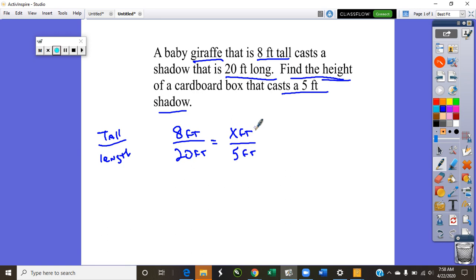Let's find our cross products here. 8 times 5 is 40, and x times 20 is 20x. Divide each side by 20, and we have x equals 2 feet. So the height of that box that's casting a 5-foot shadow is 2 feet. I hope all of this makes sense, guys. It's actually very useful. If you need to rewatch this a few times, please do so.